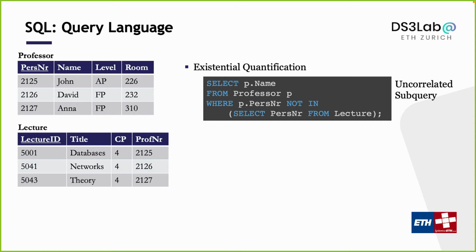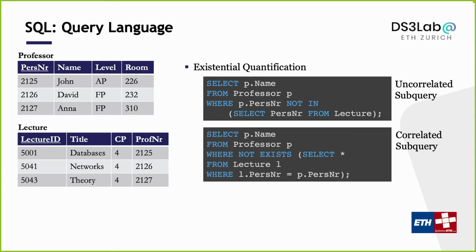And they'll say, okay, I want to have the professor who is not teaching. In this case, what do you do? You'll say, yeah, I want to find all the professors, but I want the professor personnel number is not in the result of this subquery. Okay? That's something you can do.